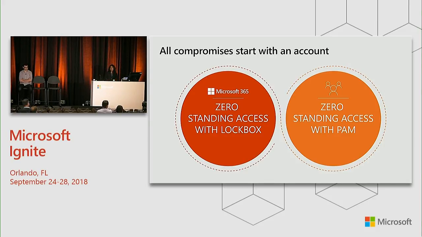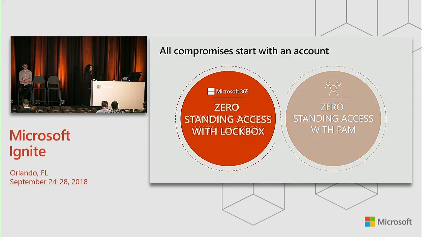Okay, so we just talked about who the attackers are and the kind of attack patterns, and we talked about the kill chain. Let's go deeper and talk about how the attack starts. 99% of attacks start with an account. An attacker is able to get hold of a malicious account in your system, and then he starts moving around.